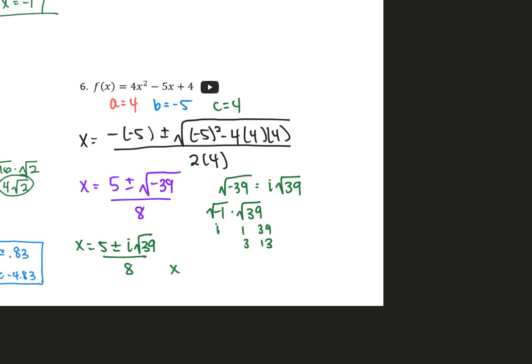You can just keep it like that if you want. I know my answer key has it written like that. I do like to write it as two separate equations because it emphasizes that there are two distinct solutions rather than two identical solutions. So 5 plus i root 39 over 8, and then 5 minus i root 39 over 8.